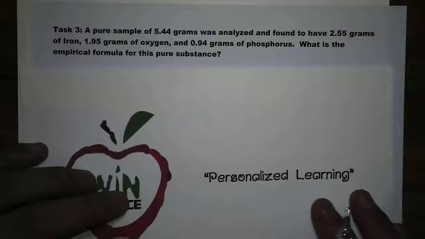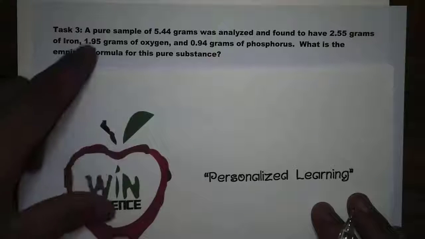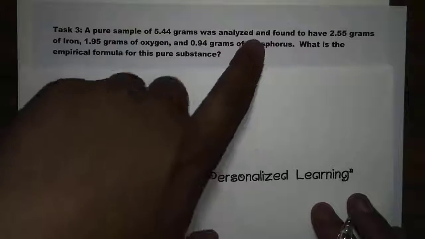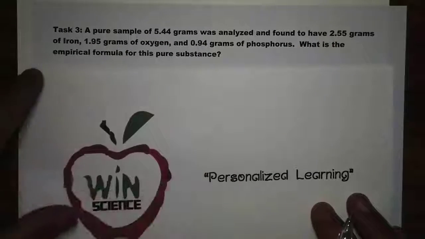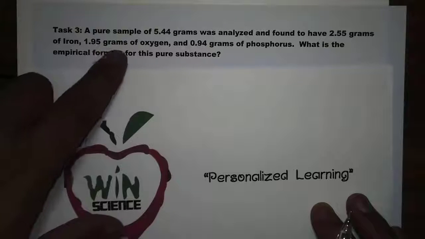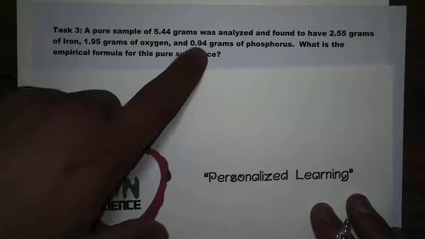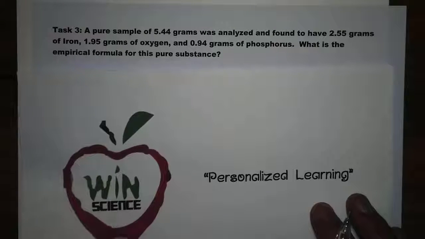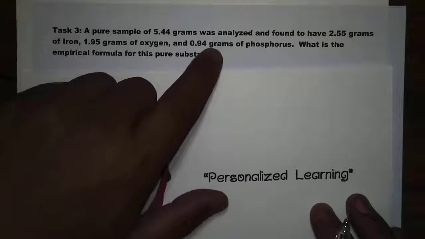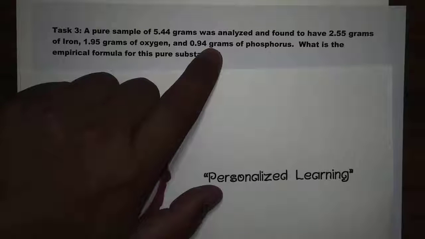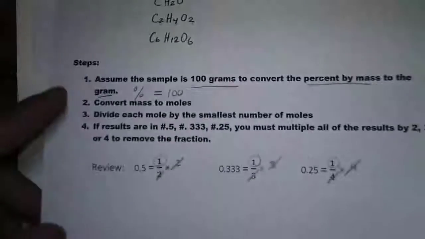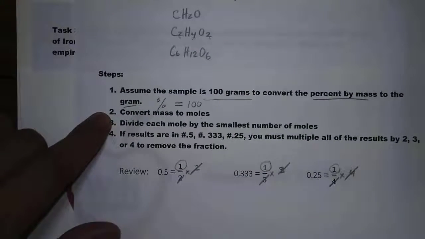Now let's try a more complicated problem. In this case, I have a sample of 5.44 grams that was analyzed and found to have 2.5 grams of iron and 1.95 grams of oxygen and 0.94 grams of phosphorus. What is the empirical formula for this pure substance? First of all, we are not given percentages, but even more beautiful, we are given masses. So we don't have to assume that the sample is out of 100 because we are given mass already. So what we have to do is go straight to step 2 and convert our mass to mole.